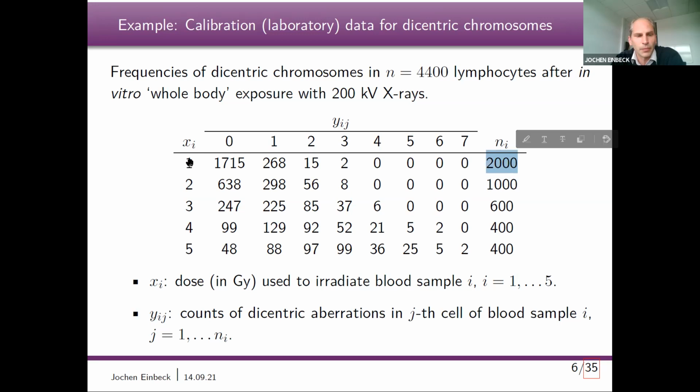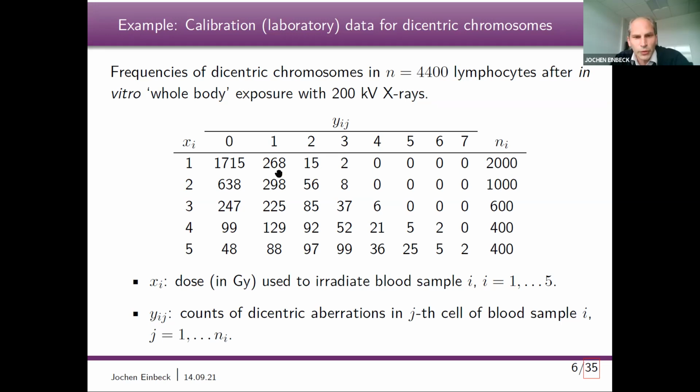So for those who got exposed to 1 gray, we examined 2,000 cells. And then we counted the number of aberrations in there. So for instance, here we see that 1,715 cells did not carry any dicentric chromosomes at all. 268 cells carried 1 dicentric chromosome, 15 carried 2 chromosomes, 2 carried 3 dicentric chromosomes, and so on.